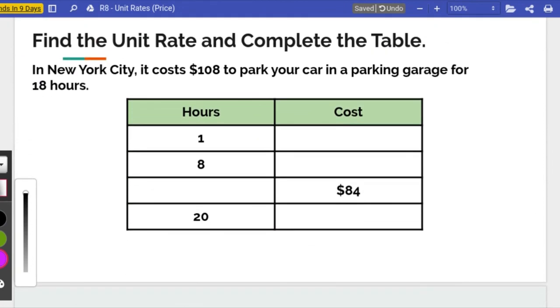All right, in New York City, it costs $108 to park your car in a parking garage for 18 hours. So this is similar to the other charts that we've done. So put it on pause, you fill out the chart yourself, and then turn it back on and check your answer.